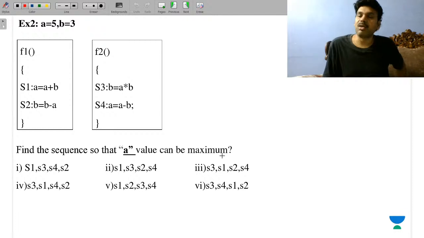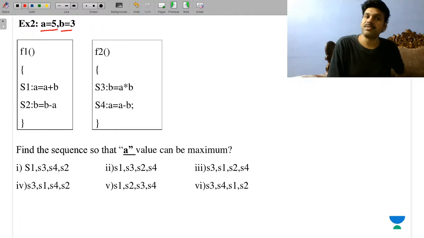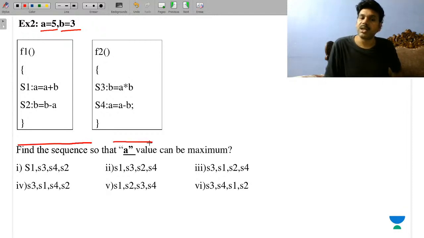Whenever I am saying concurrent execution, there are some chances of race conditions. Race conditions will give you inconsistency or loss of data, or sometimes they lead to deadlocks also. Now here, the initial A value is 5 and B value is equal to 3. Observe, and find the sequence so that the A value can be maximum. I want to see the maximum value of your A. So which of the sequences is going to generate that?